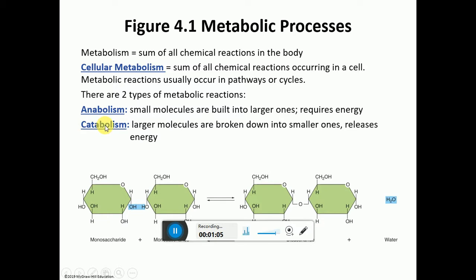While catabolism or a catabolic reaction is where you're breaking down that bigger, larger molecule into smaller ones, and that will release energy. So again, if you think of that building that you want to demolish, it'll release a lot of dust and energy when you do that. So again, both of them together are considered metabolic reactions. Anabolic ones are the ones that need energy and they are building bigger molecules, while catabolic reactions are the ones that release energy and you are taking that larger molecule and breaking it down into smaller ones.